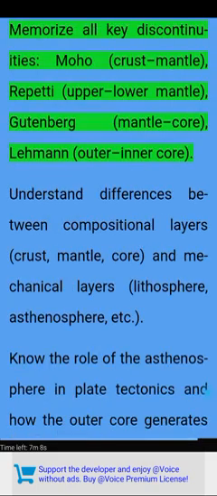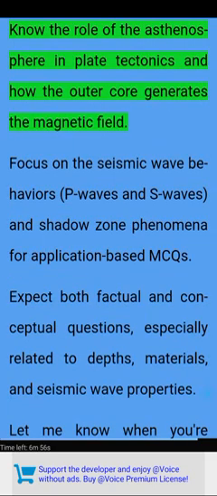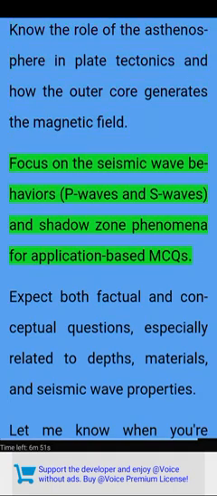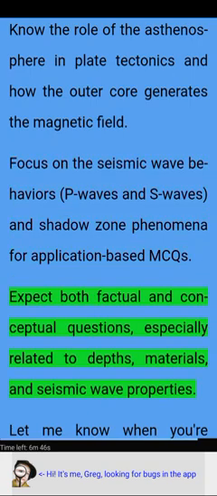Strategy and essential points. Memorize all key discontinuities: MOHO, crust, mantle, Repetti, upper and lower mantle, Gutenberg, mantle, core, Lehmann, outer and inner core. Understand differences between compositional layers: crust, mantle, core, and mechanical layers: lithosphere, asthenosphere, etc. Know the role of the asthenosphere in plate tectonics and how the outer core generates the magnetic field. Focus on the seismic wave behaviors, P waves and S waves, and shadow zone phenomena for application-based MCQs. Expect both factual and conceptual questions, especially related to depths, materials, and seismic wave properties.